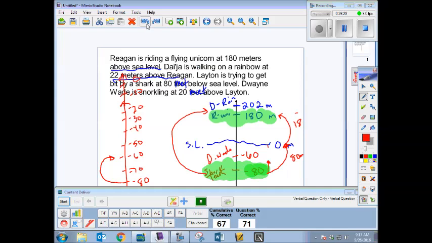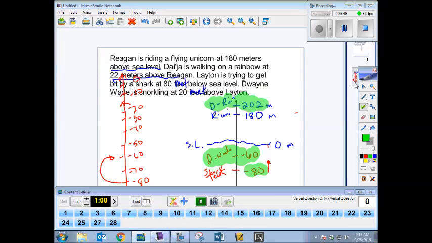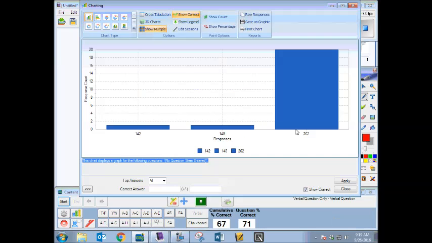All right. Now the question might ask this. Instead of the distance between those two people, what if it said, I need to know how far apart Dwayne Wade and Deja are? Go ahead and do that. Tell me the vertical distance between Deja and Dwayne Wade. So I'm going to pull up the answer here. My question was, how far apart are Dwayne Wade and Deja? Well, if I pull that up, most of you did get 262.